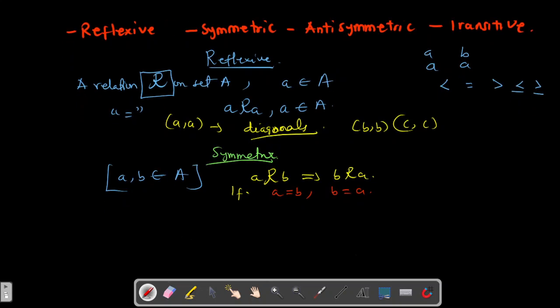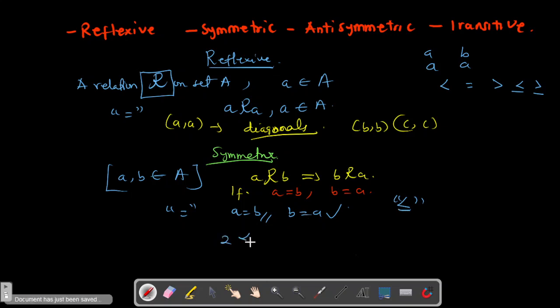Let's see an example of a symmetric relation. I can have something like equal to. So a equal to b is a typical symmetric relation because when I say a is equal to b, b is also equal to a. It's perfect. Now let's consider less than or equal to. Is the less than or equal to relation a symmetric relation? That is the question to ask yourself.